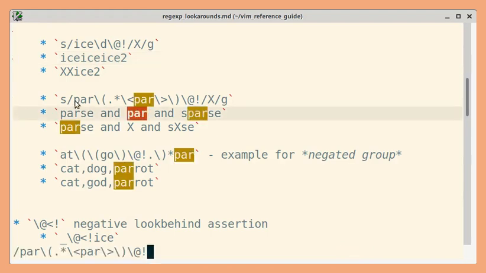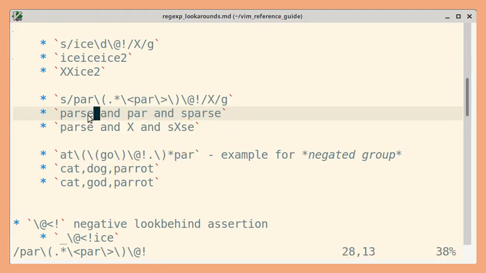Here's another example. So this will match par as long as whole word par is not found later in the line. So this particular sequence is not matched because there is a whole word par later in the line. Now this itself will be a valid match because after this there is no whole word par. So on this particular line, if we apply this substitute command, this will not be replaced. This will be replaced with X and this also will be replaced with X.